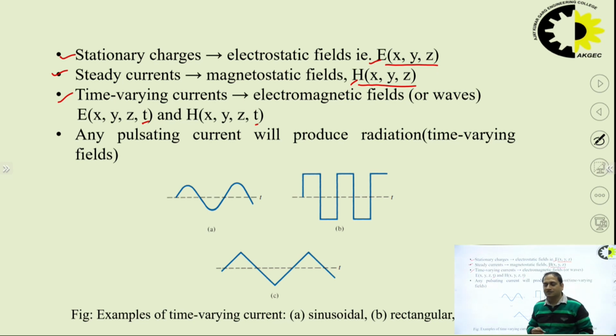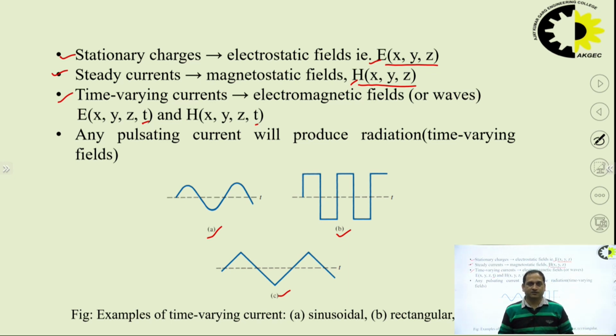This is the reason behind the generation of waves in the system. An example of time varying fields is any pulsating current which is accelerated or decelerated. These examples are represented here: sine waves first, second the rectangular pulse wave, which travels and changes with time, and third the triangular wave. These three are pulsating currents which are responsible for generation of electromagnetic waves.